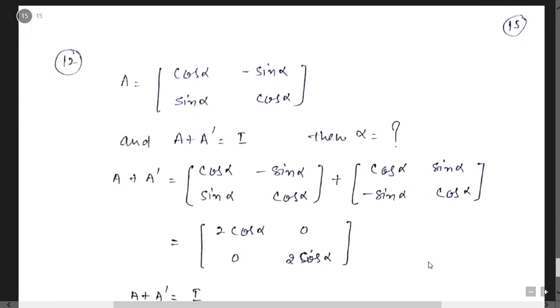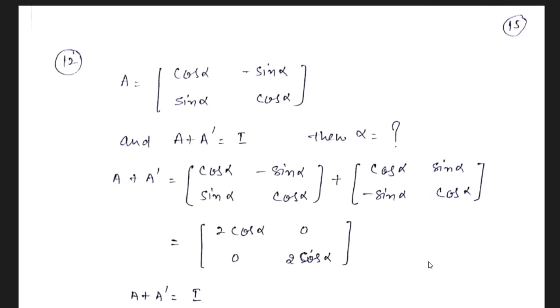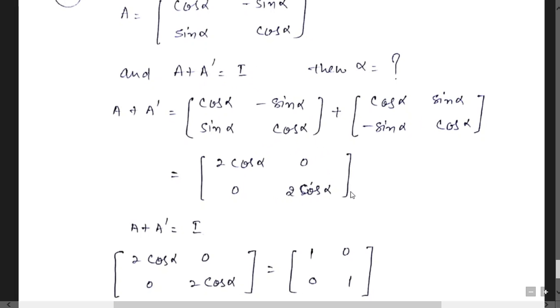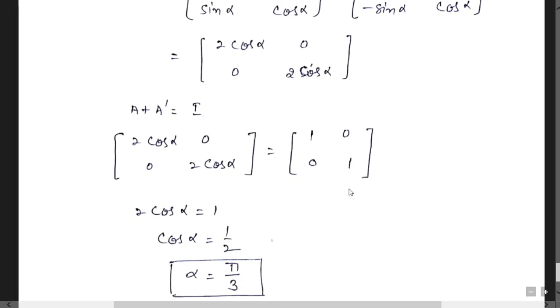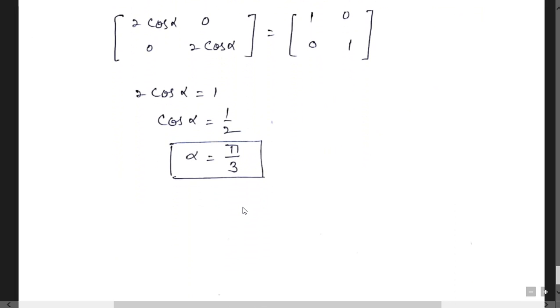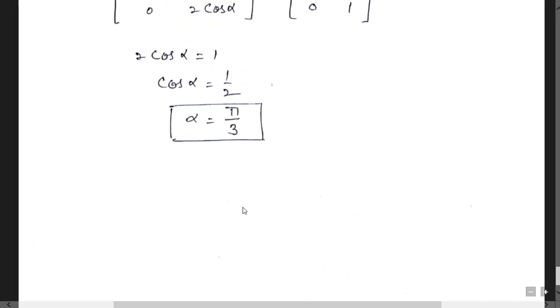Question number 12. Value of A is given to you, [cos alpha, minus sin alpha; sin alpha, cos alpha], and A plus A transpose is equal to identity. Let us add both the items. It's [2 cos alpha, 0; 0, 2 cos alpha]. When I put this value equal to identity, it means I can write 2 cos alpha is equal to 1. It means cos alpha is equal to 1 over 2. It means this angle is equal to pi over 3.